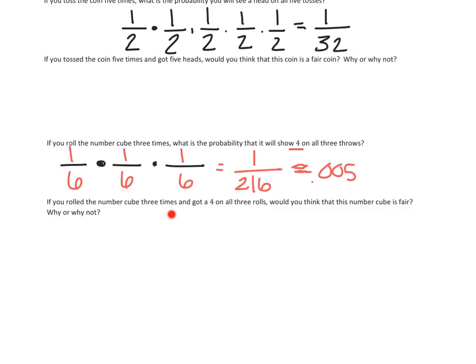So again, if you rolled the cube 3 times and got a 4 all 3 times, would you think this is a fair cube? Again, probably not. You can go ahead and roll a dice yourself. Do you get the same number every time you roll it? Odds are that there's some sort of weight to it.